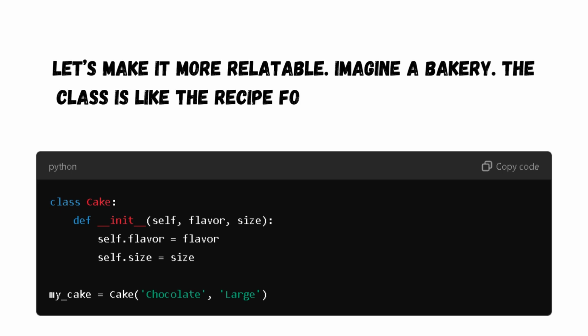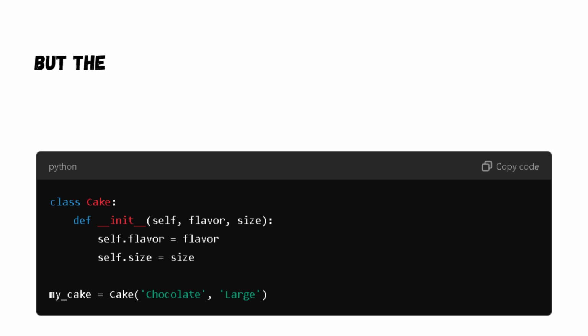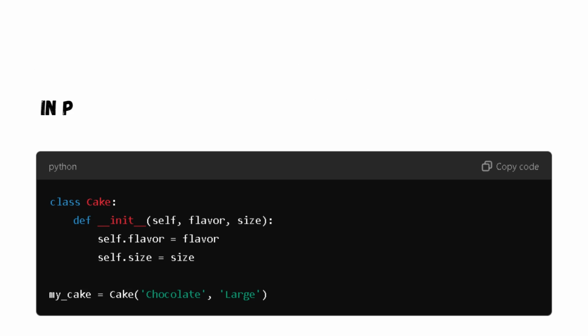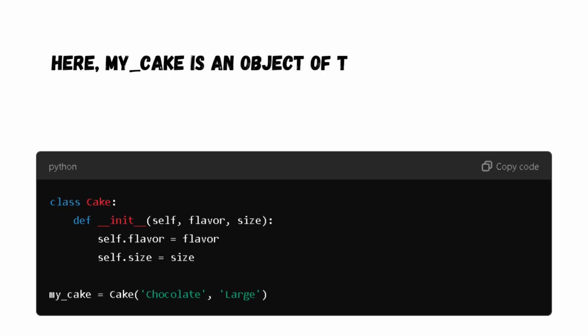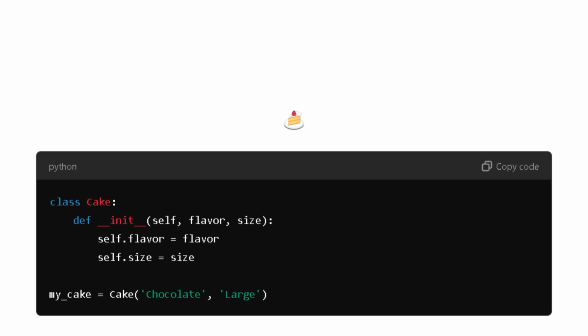Imagine a bakery. The class is like the recipe for a cake. It defines the ingredients and steps. But the cake doesn't exist until the baker follows the recipe to bake it. In Python, an object is the cake made from the recipe. Here, my cake is an object of the cake class. It's a large chocolate cake, baked from the recipe.